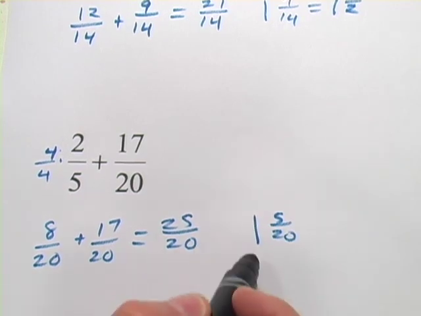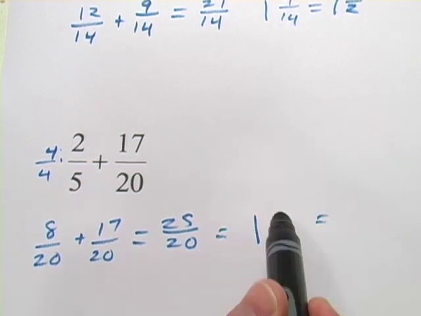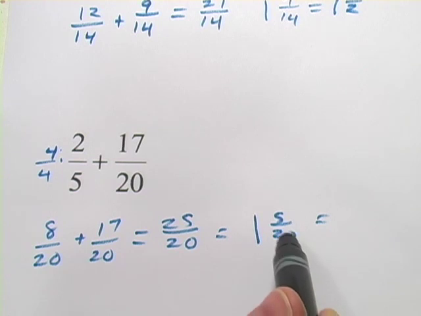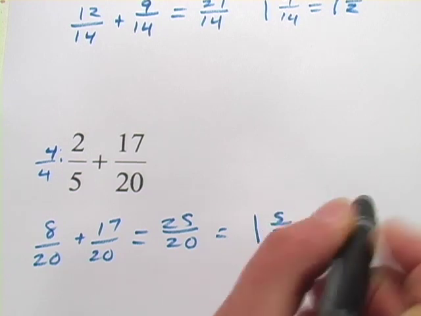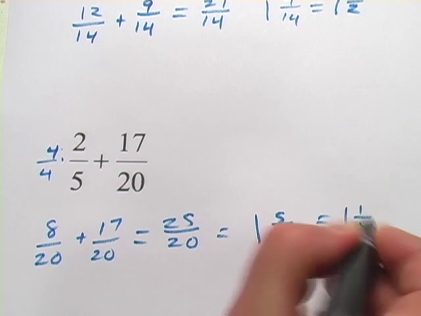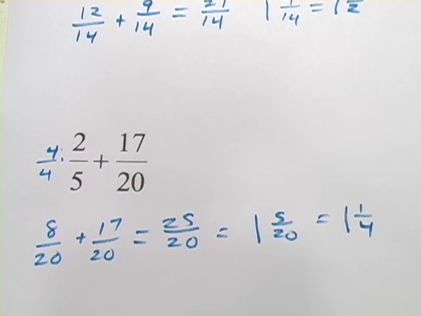And I think we can simplify that even more. If we divide the top by 5 and the bottom by 5, that would be 1/4. So 1 and 1/4 is the answer on that one. So that's a little bit about adding fractions.